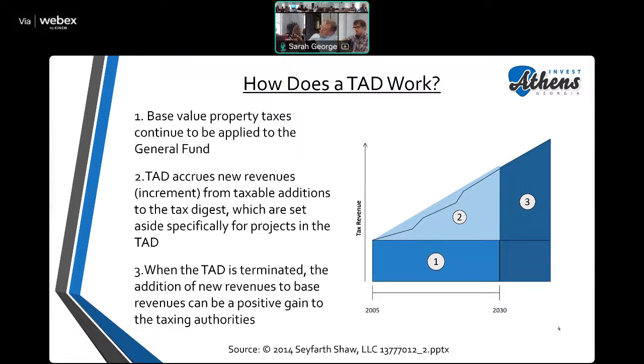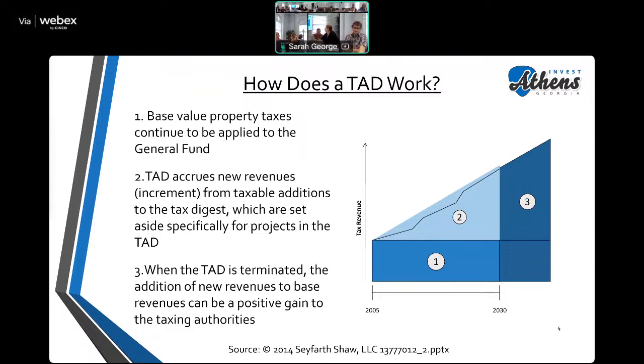So basically we have that threshold, and everything above that threshold in part number 2 of this diagram becomes TAD funding that goes specifically to that TAD, specifically to that area. When the TAD ends, again, at the 20-year mark or that 29-year mark for those properties, all of that revenue, the revenue will continue to rise, all of that revenue and that new revenue collected each year will go towards the county's general fund. So it's a positive gain. So it's not an additional tax essentially.